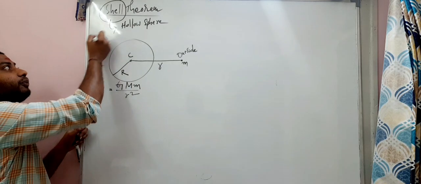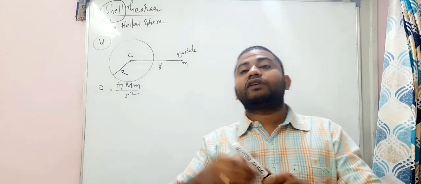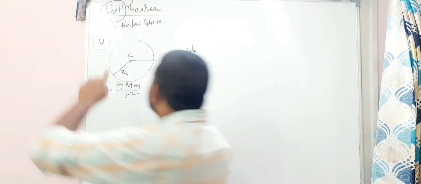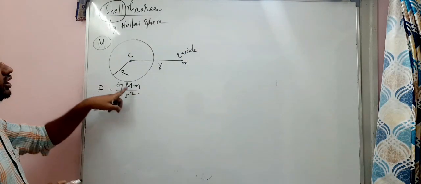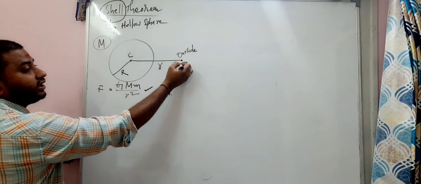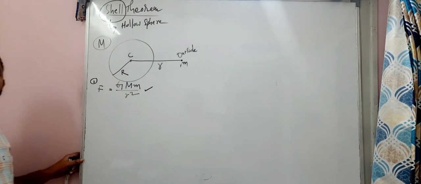We considered this mass as a point mass, remember. Otherwise we'll never use this formula, right? So F is equal to capital G into m by r square. It's fine when the point is outside. That is the first case. The second case is very, very interesting, my dear students.